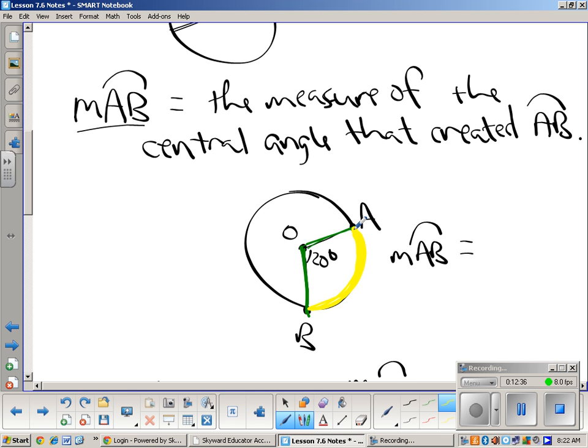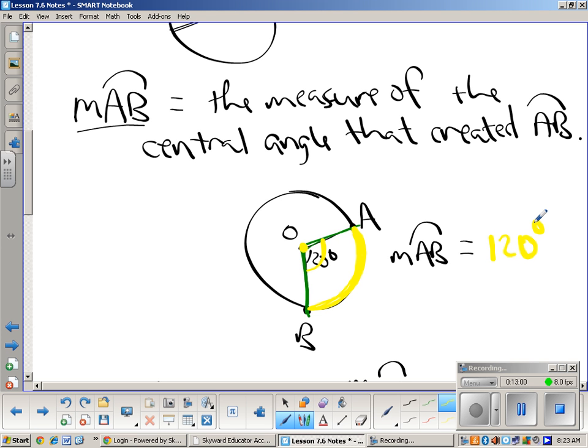Couldn't hear you. It's 120. Remember, the central angle is the angle whose vertex is at the center of the circle. That's the central angle here. And this measure of the angle is 120, so the measure of this arc is 120.